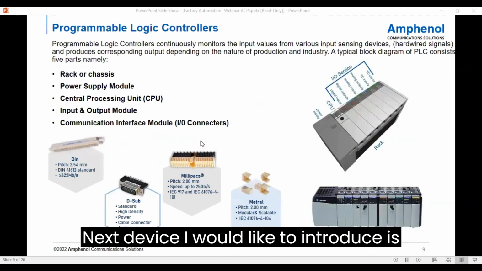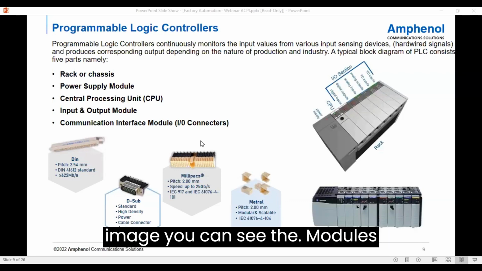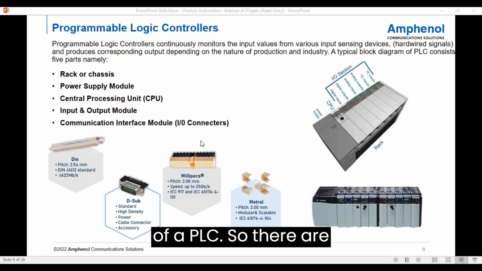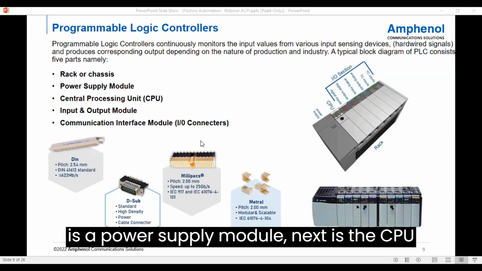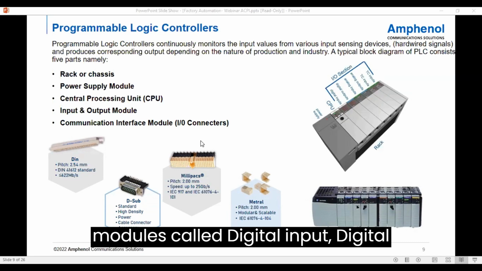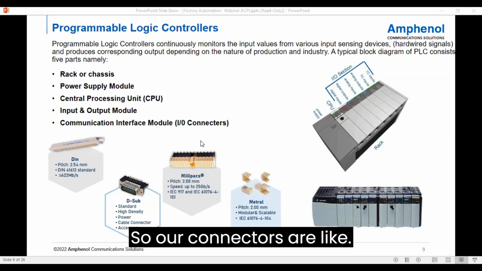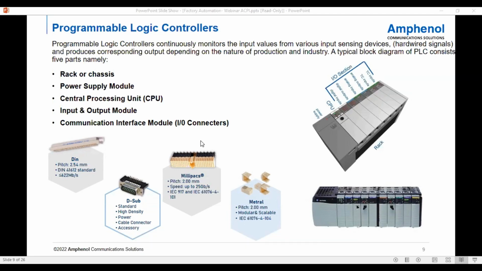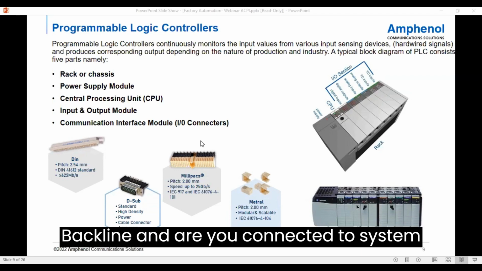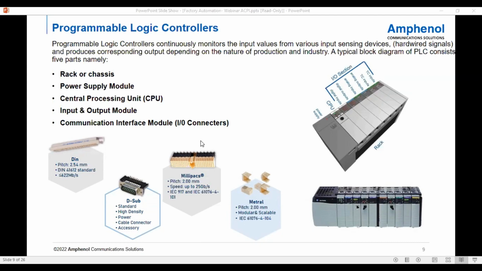The next device I would like to introduce is programmable logic controllers. In this image, you can see the modules of a PLC. There are different types of modules: first is a power supply module, next is the CPU for the backup, and there are different modules called digital input, digital output, analog input, and analog outputs. Our connectors, like the backplane and I/O connector system, fit perfectly into the modules.